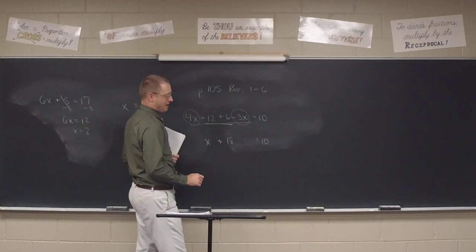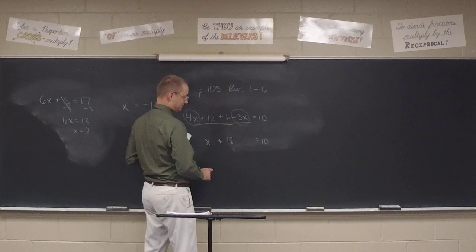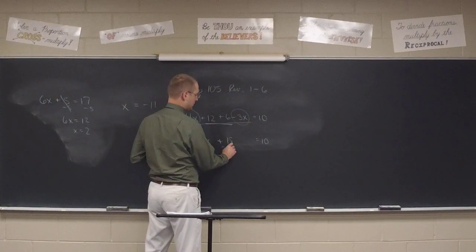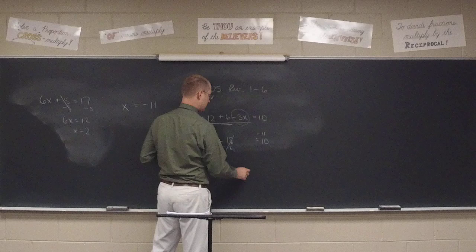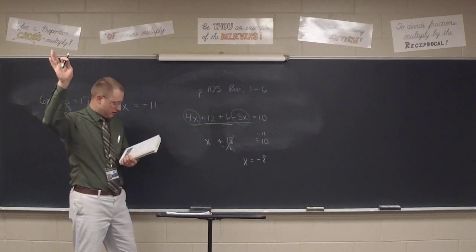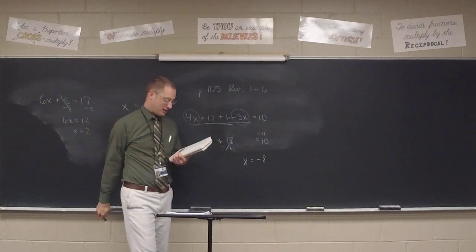And then what do we need to do, Adam? Well, you subtract the 18 with the negative 18 on both sides, and you get the negative 8. There we go. So x equals -8 for number 3. Careful when you're combining like terms.